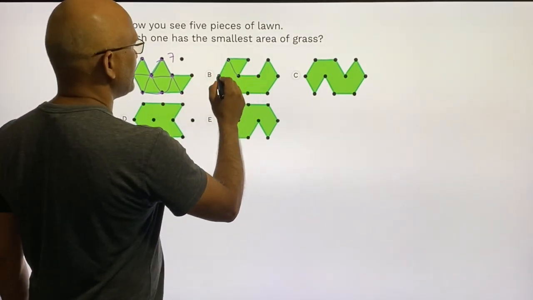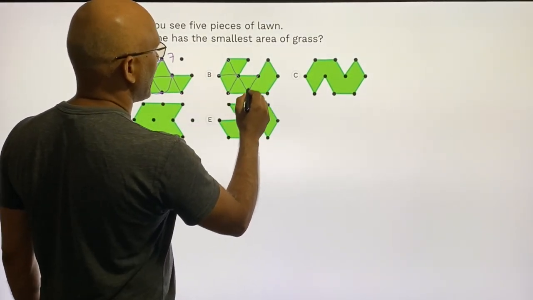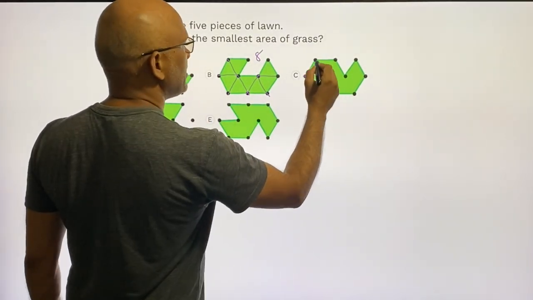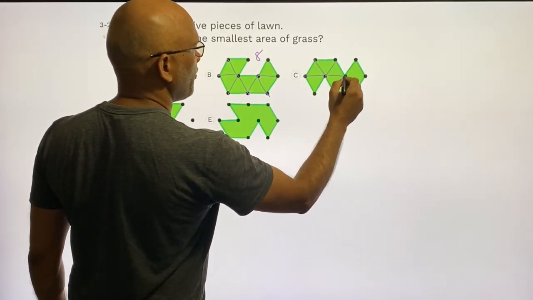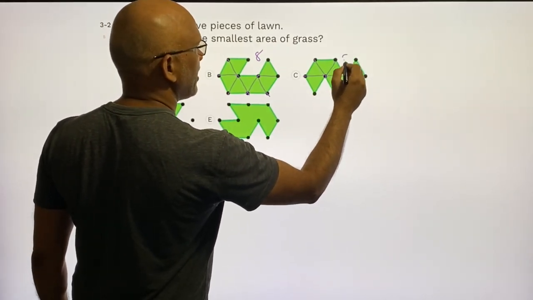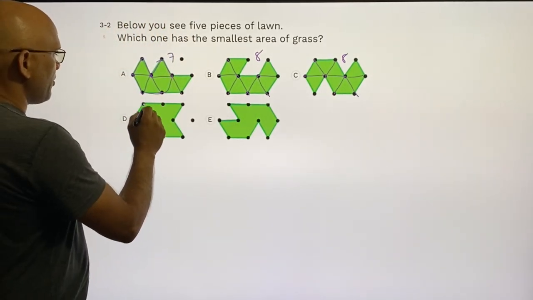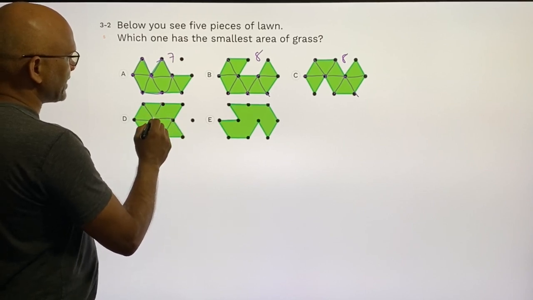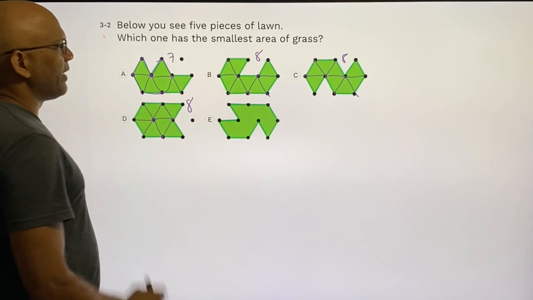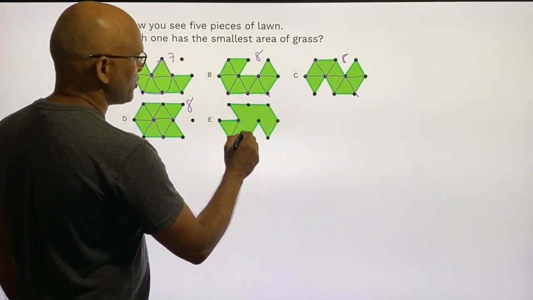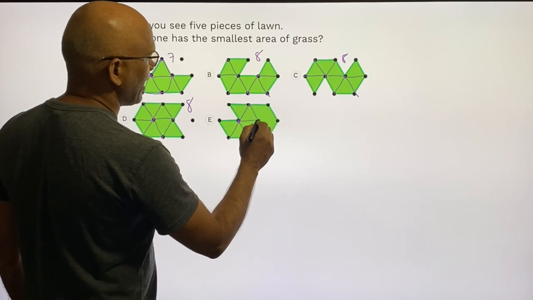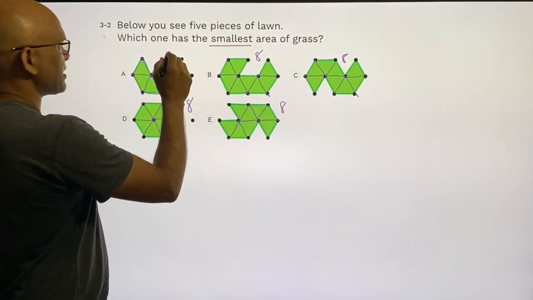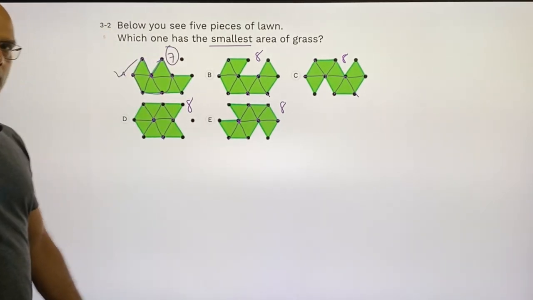Here I have 1, 2, 3, 4, 5, 6, 7 and 8. This has 8 triangles. I have 8 triangles here. Here I have 8, and here I also have 8. So which has the smallest area of grass? 7 is the smallest. A is the correct choice.